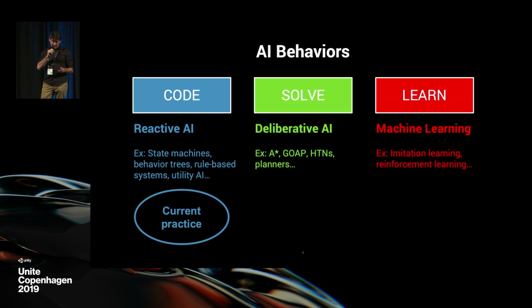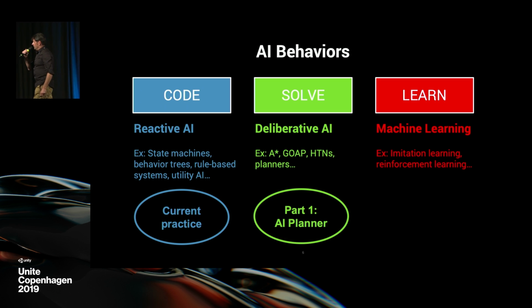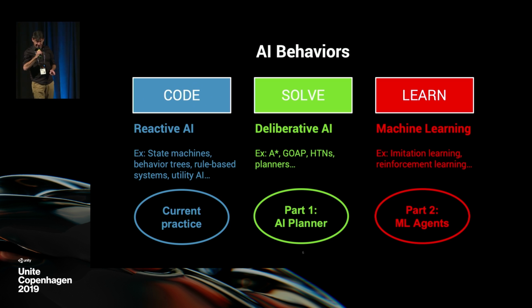So today we're going to present two new tools. The first one is called the AI Planner, and it shows you how to generate behaviors by solving a problem. The second tool is the Machine Learning Agents Toolkit, which will be the second part of the talk. It's an approach to generate behaviors with machine learning.